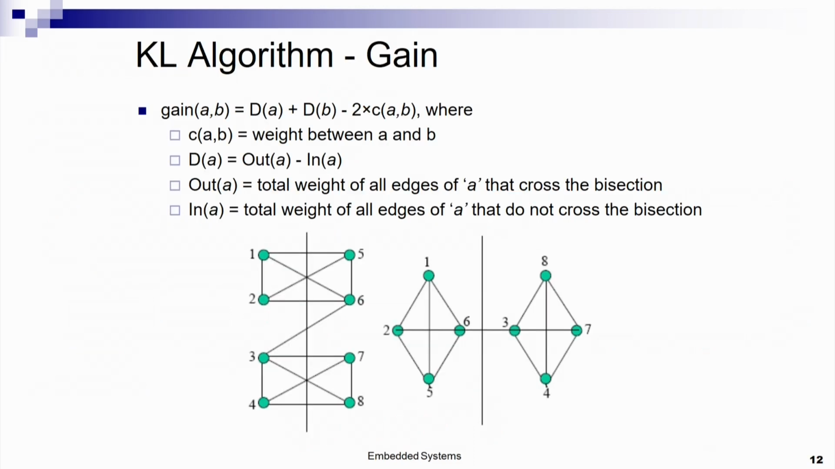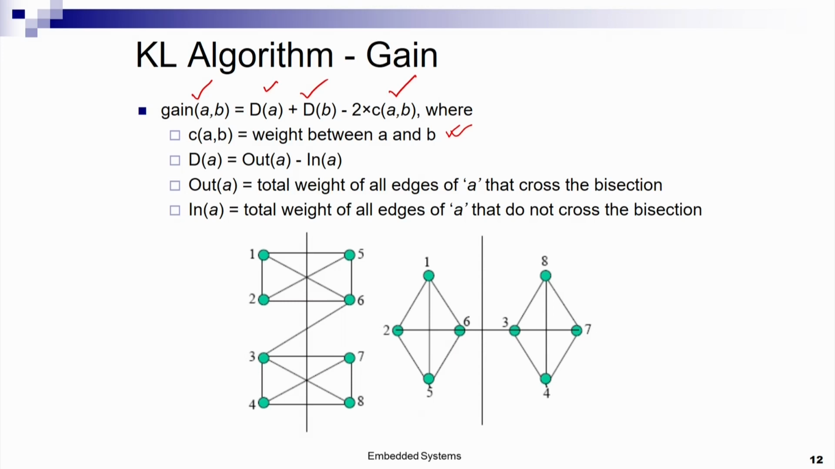We will take an example. Before that, we define what gain is before going into the example. So, the gain is defined as dA plus dB minus 2 CAB, where CAB is the weight between A and B. So, CAB tells me the total cost of the data transfer between A and B. What are A and B? A and B are the nodes which we are thinking of exchanging.